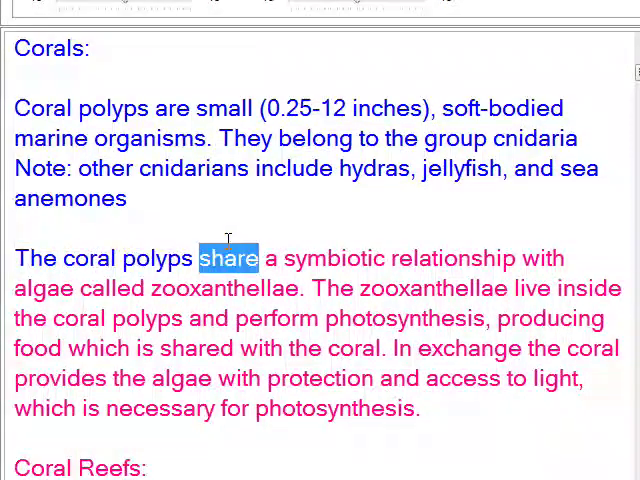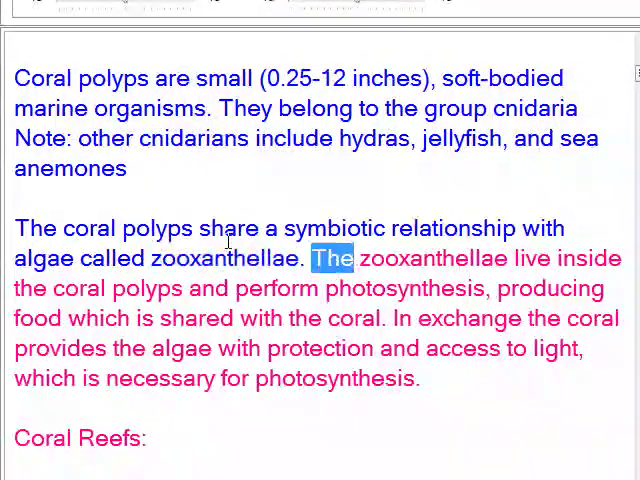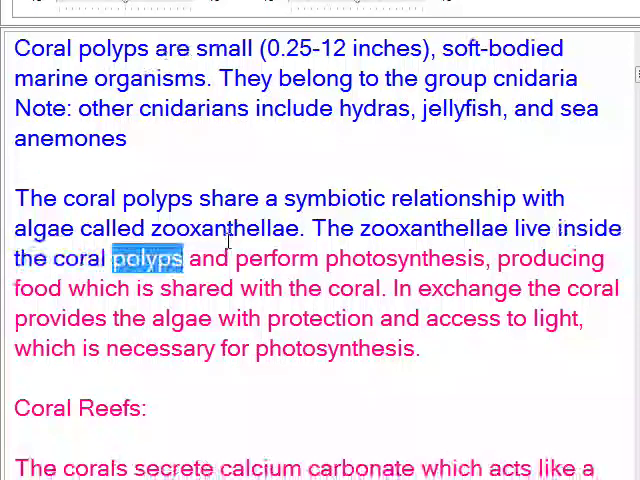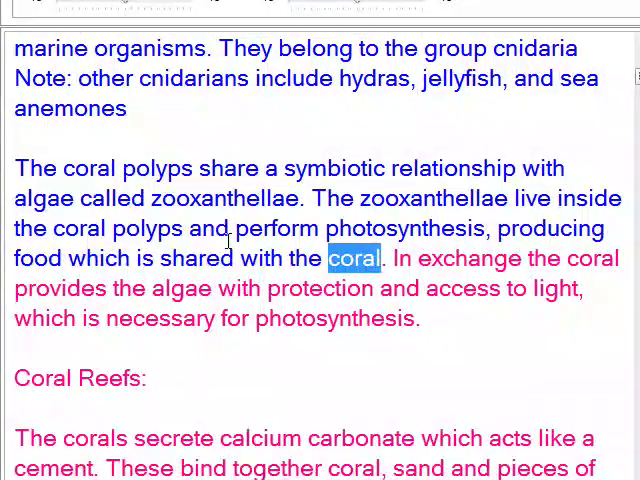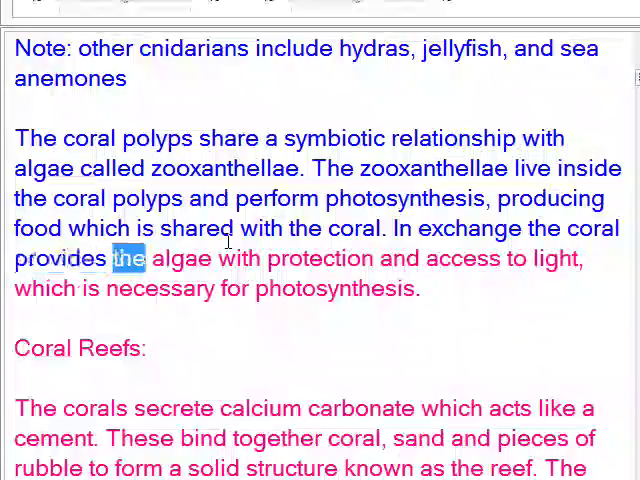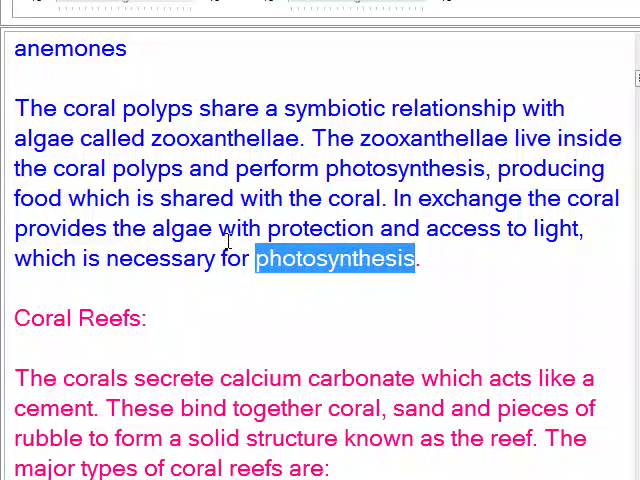The coral polyps share a symbiotic relationship with algae called zooxanthellae. The zooxanthellae live inside the coral polyps and perform photosynthesis, producing food which is shared with the coral. In exchange, the coral provides the algae with protection and access to light, which is necessary for photosynthesis.